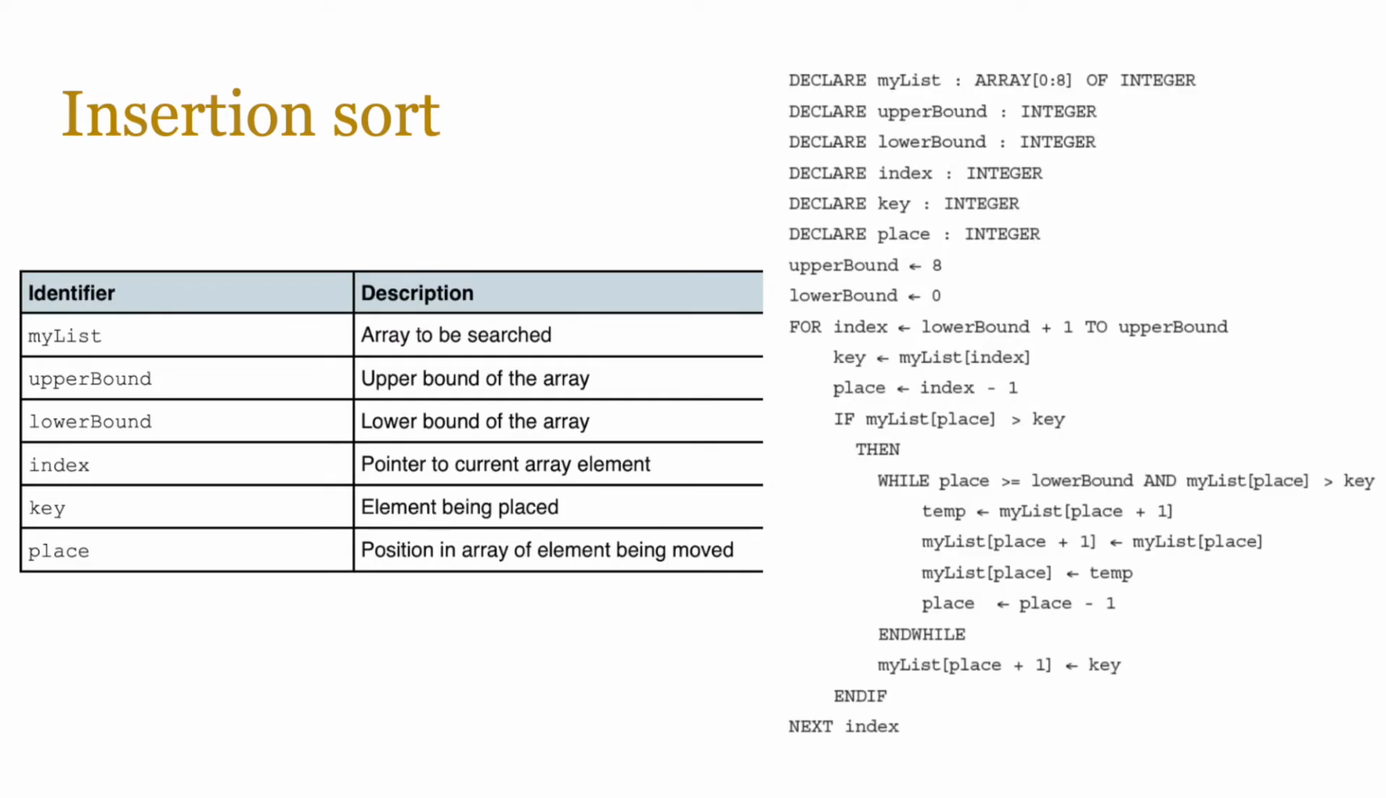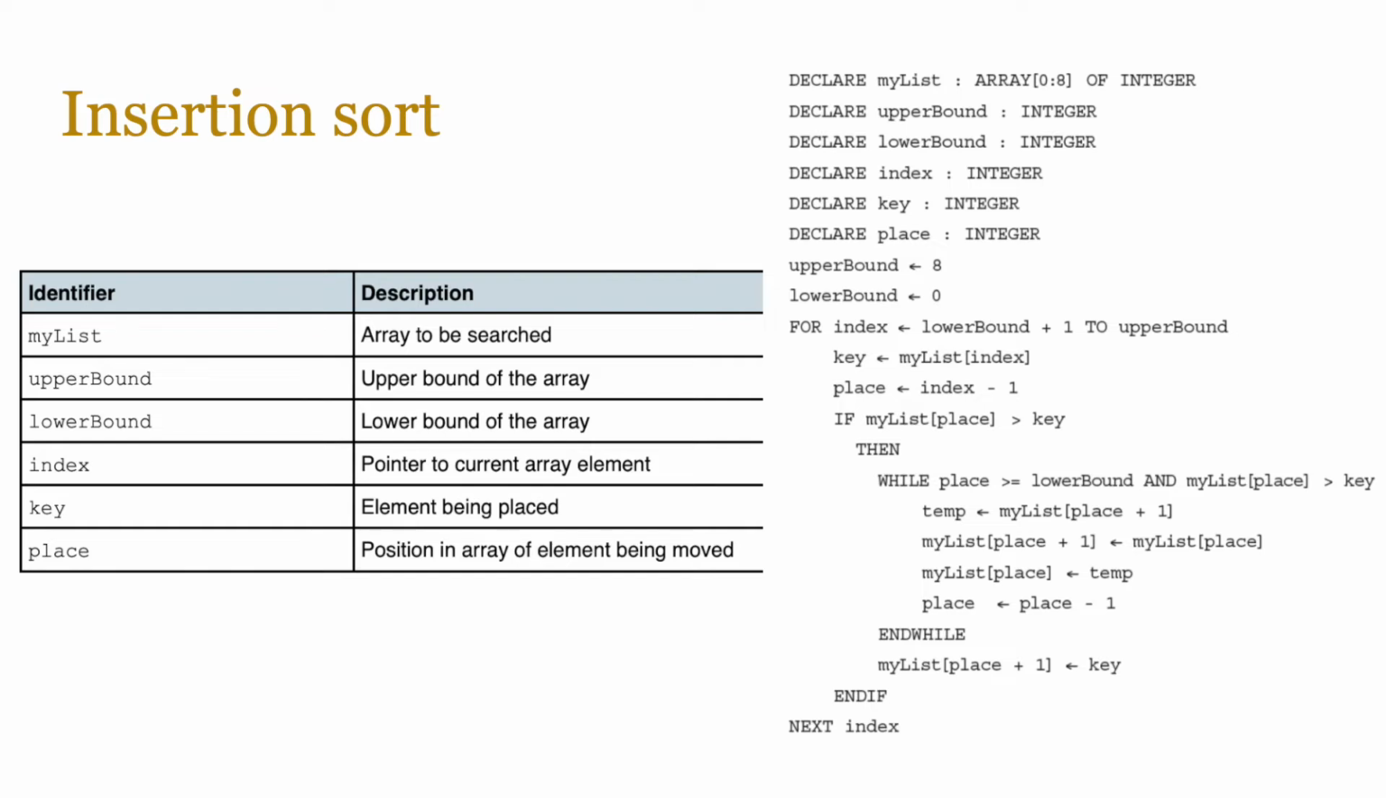Now this is a lot faster at times than bubble sort, but it's still not the most efficient way of sorting. That's where other algorithms like quick sort or heap sort can come into play. However, this is again very simple to code. Now on screen you see the pseudocode behind insertion sort.